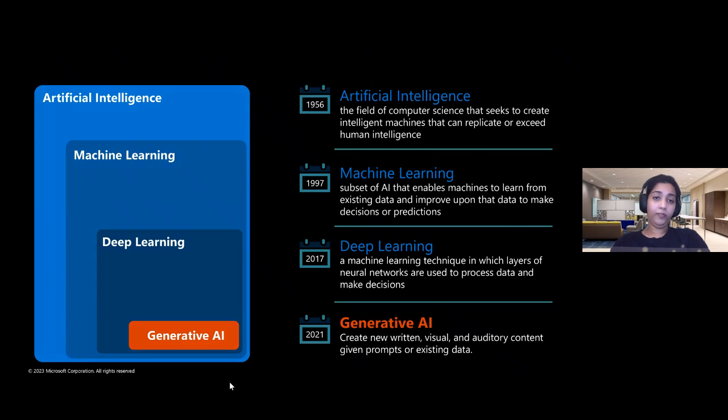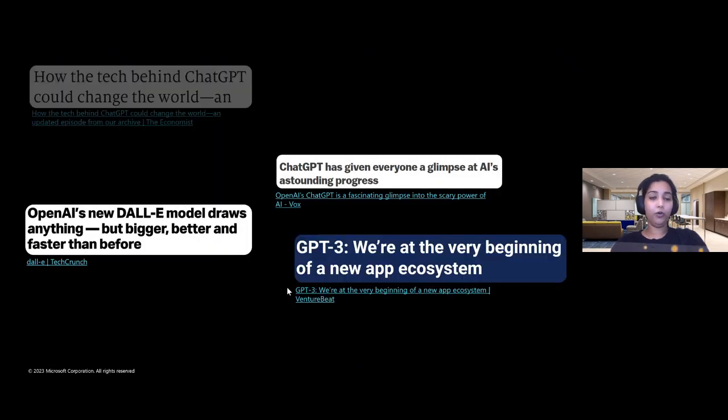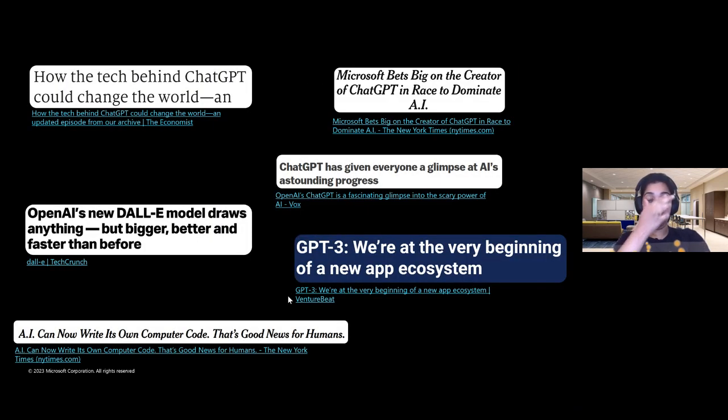So obviously, and without a doubt, there's just so much buzz that's been going around, right? Everything from ChatGPT through to GPT-3 to DALL-E. And one of my personal favorites is the one on the bottom left here, where AI can now write its own computer code. And apparently that's great news for human beings.